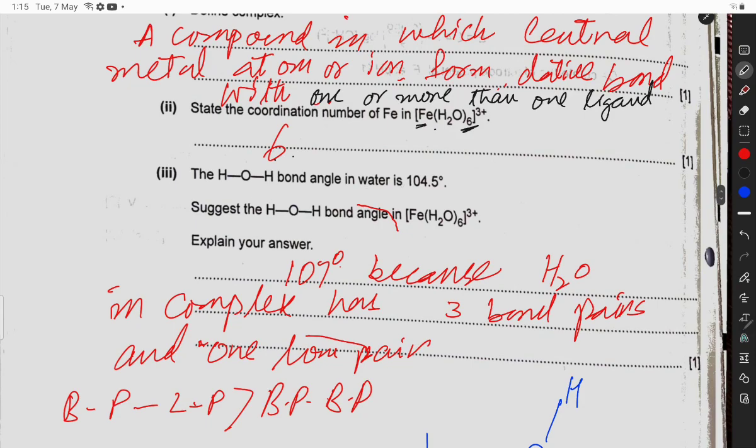The HOH bond angle in water is 104.5. Suggest the HOH bond angle in this complex: 107, because water in the complex ion has 3 bond pairs and 1 lone pair, you know, like this.